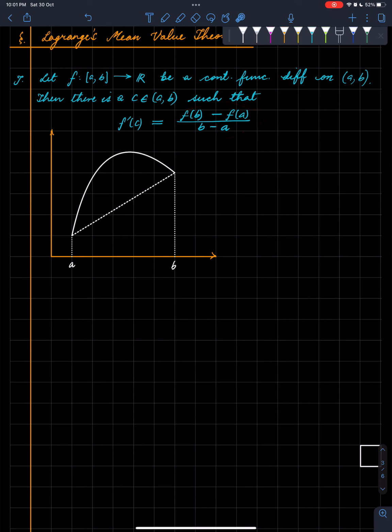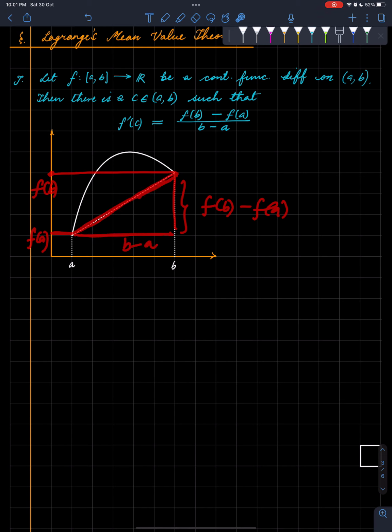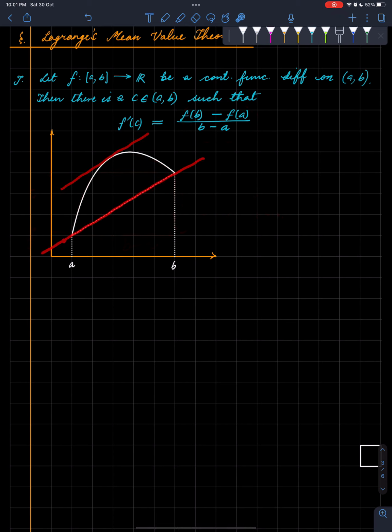So what is this quantity? That quantity is, this value is f of b and that value is f of a. So this difference is f b minus f a and this is b minus a. So the slope of this line is that thing. What is intuitively clear is that there must be some point on this part such that the tangent at that point is parallel to this line. So the slope of this tangent should be equal to the slope of this line. And that's what this says precisely.